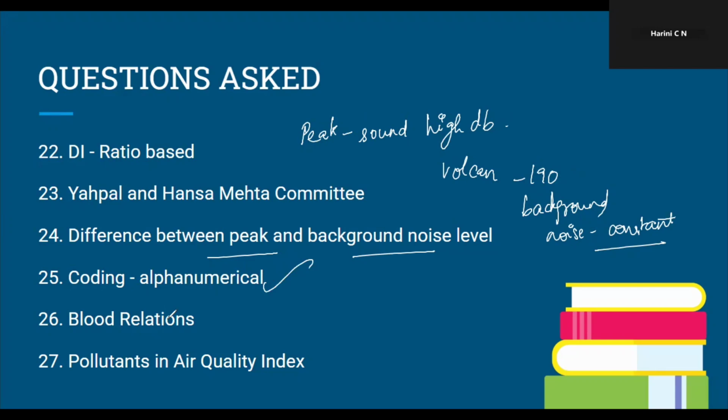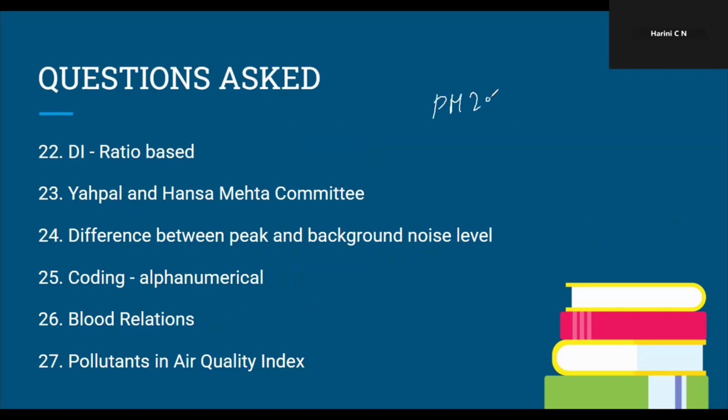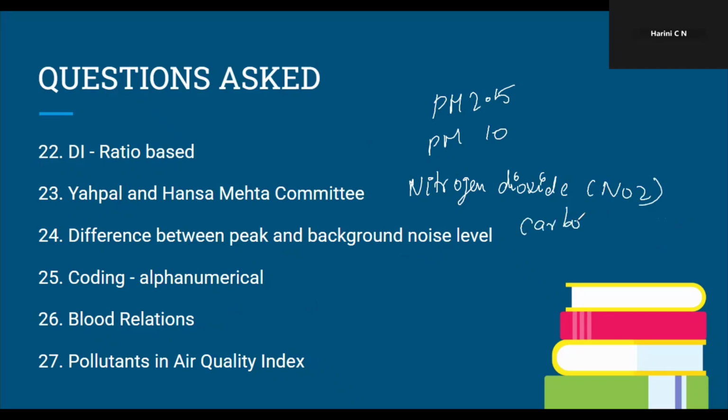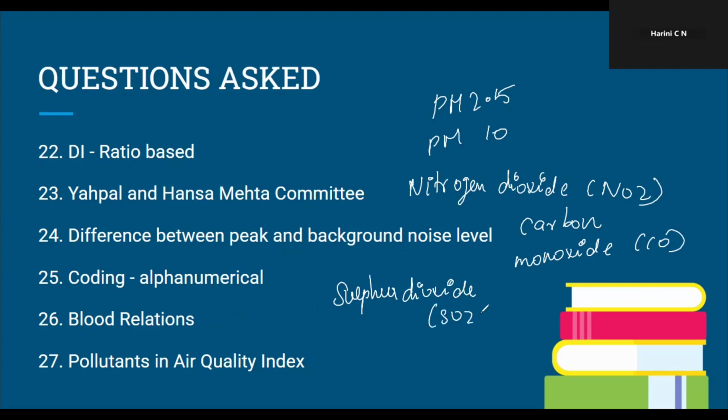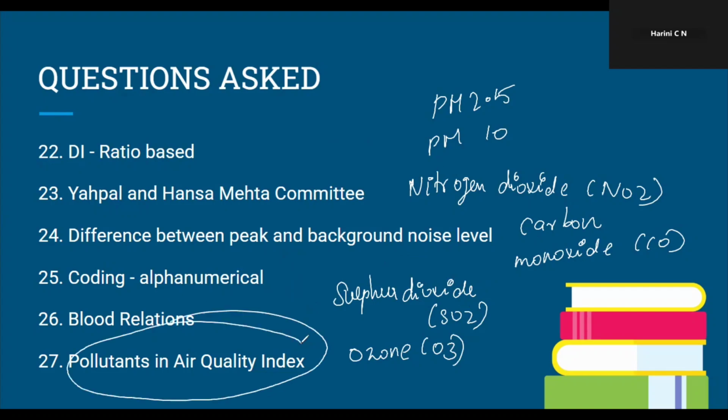Coding was alphanumerical. Blood relation problem had come in today's shift 2 exam. Pollutants in air quality index, yet again very important. What are the pollutants? PM, particulate matter 2.5, PM10, nitrogen dioxide NO2, carbon monoxide CO, sulfur dioxide SO2, ozone O3. A lot of questions have been asked regarding these pollutants and pollution topic under people development and environment.